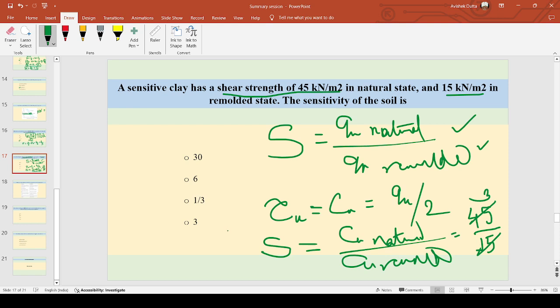So a sensitive clay has a shear strength of 45 kN per meter square in natural state and 15 kN per meter square in remolded state. In that case, the sensitivity will be the shear strength in natural state divided by the shear strength in the remolded state. This is 45 by 15. The answer of this question will be 3. Okay. I hope the solution was clear. I'll go to the next question.